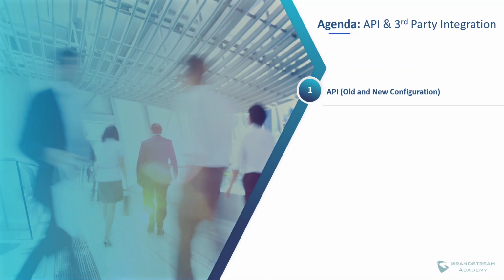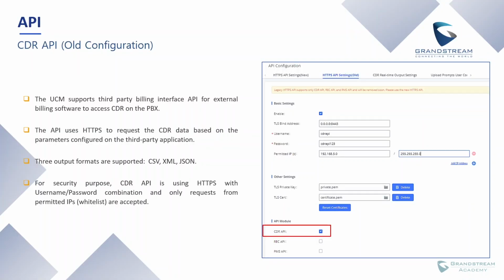Previously, our UCM API was only capable of getting CDR, file recordings, and PMS information. This now has been expanded to more functionalities that we call new API configuration. It covers all types of information retrieval and configuration of the UCM settings through API queries. We'll explore this in detail in this section. Let's talk first about API old configuration and starting with the CDR API.